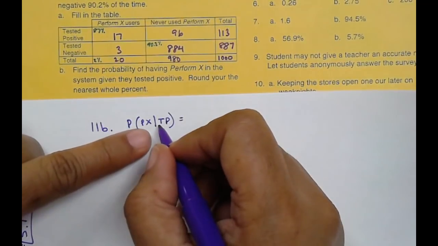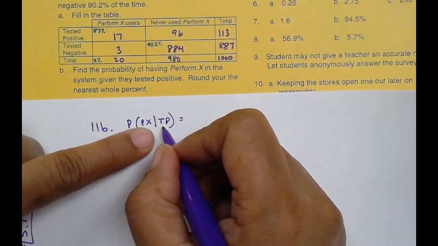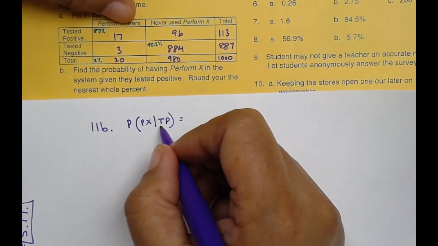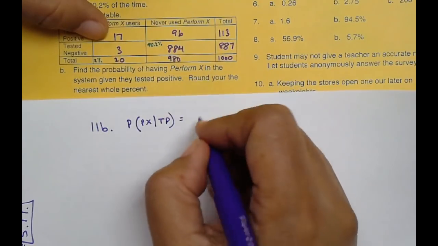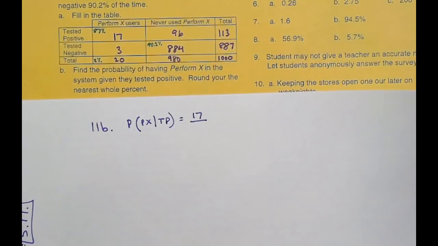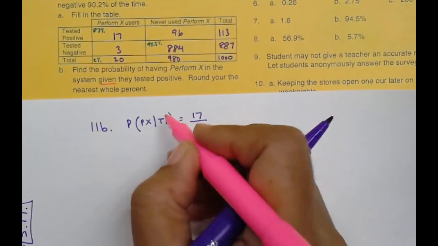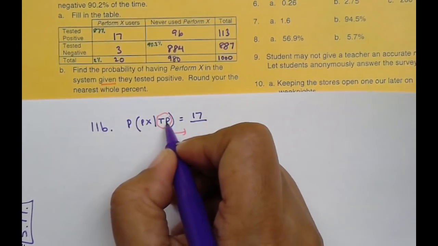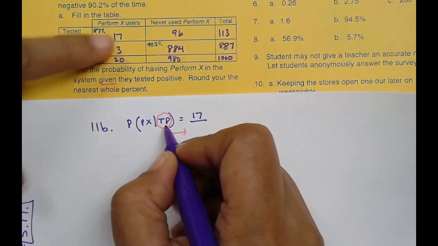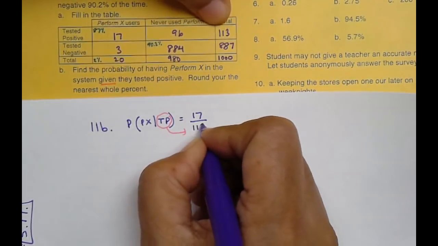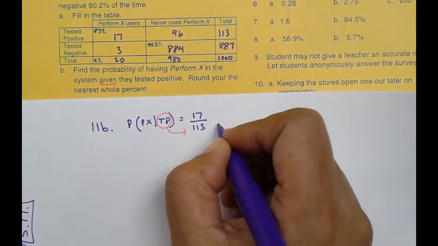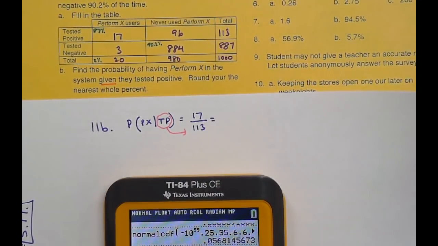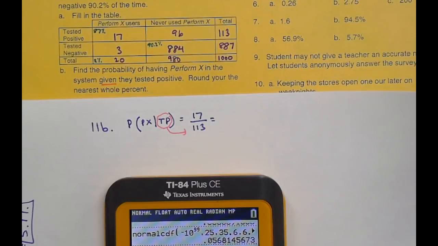To find this, we look in the table where these two meet up. They are Performance X users and they test positive. So Performance X users who test positive, that's 17. It's 17 out of, and don't forget that when you have that word given, that means this is going to be on the bottom, the total number of people that tested positive. So the total people that tested positive is right across here. That's 113. So let's see what that is in a percent. Oh, it says probability, so actually we should just have it as a decimal.